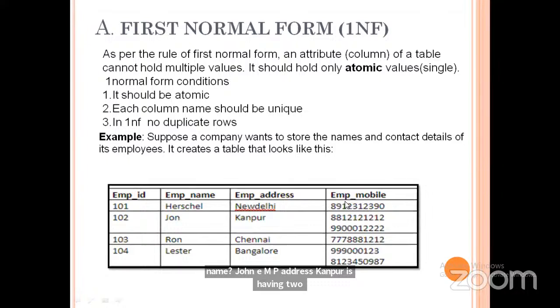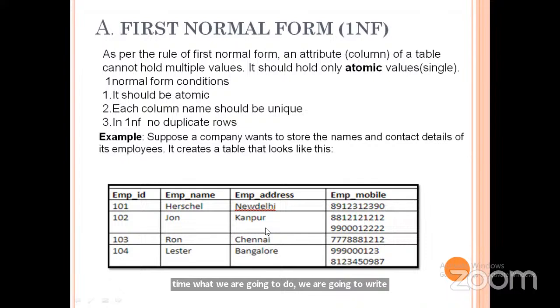At this time, what are we going to do? We are going to write once again, like 102 John Kanpur with one mobile number, and again in one more row 102 John Kanpur with the next mobile number, so that it will have a single value. It will hold only atomic values. And if you observe, the column names are unique. In 1NF, no duplicates. So if we give only single or atomic values, it will not hold any duplicate rows.